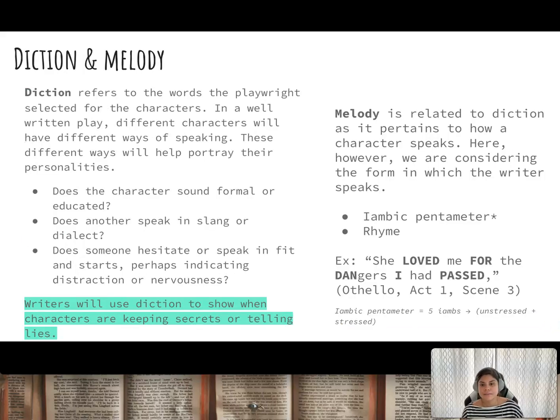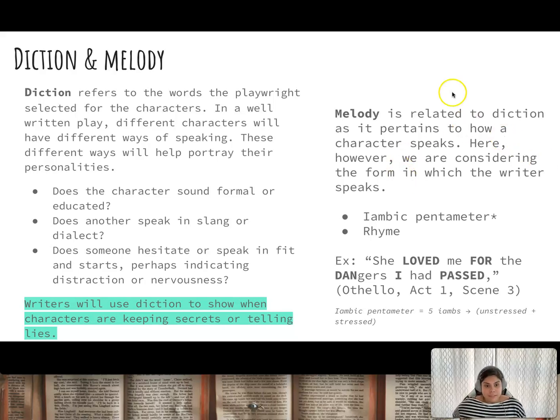Okay, next we have diction or melody. Diction is the playwright's word choice, essentially. Each character's speech reveals something about them, okay? So you want to ask yourself, does the character sound formal or casual? Do they speak in slang or poetic rhythm? Do they hesitate, rant, or speak clearly? That's why it's really important, if you can, to listen to Othello or watch the actual play in action, because you can really hear how different the diction and the melody are depending on the character.